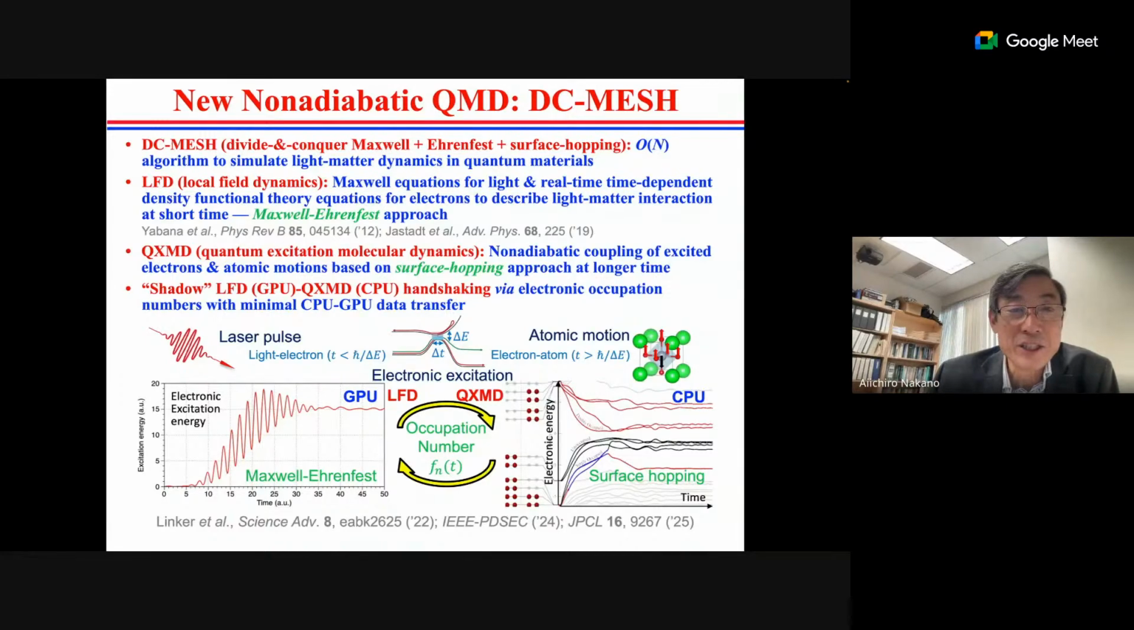In addition, the quantum excitation molecular dynamics, or QXMD, describes non-adiabatic coupling of excited electrons and atomic motions based on the so-called surface hopping approach. This is a slightly longer time scale. Handshaking between the fast local field dynamics and the slower quantum excited molecular dynamics takes place through the so-called electronic occupation number. Each orbital is either occupied 1, unoccupied 0, or partially occupied in between. And this minimizes the GPU-CPU data transfer.